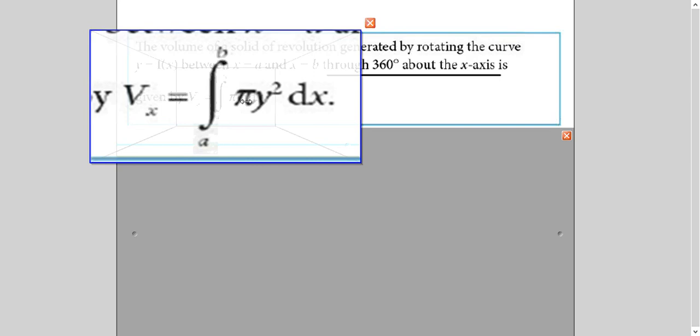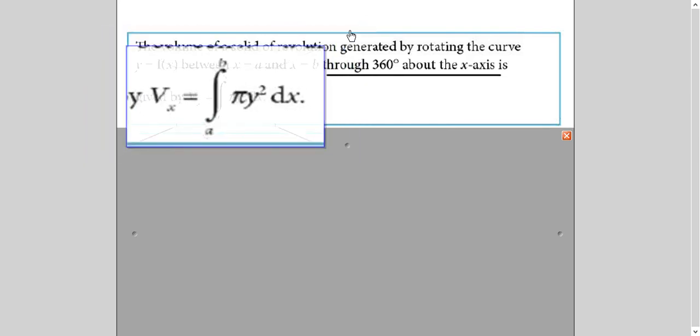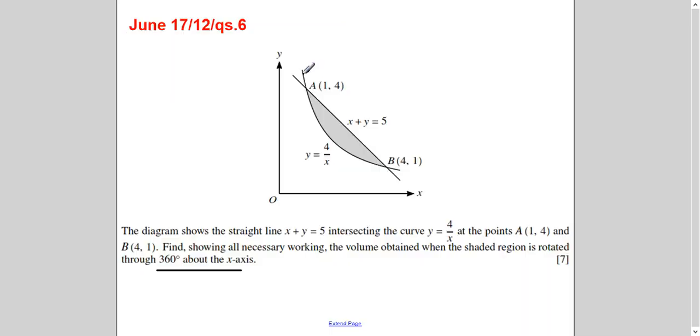So when we solve, pi will go out of the integral sign because it is a constant, and y square, the function which is given to you, you will square it first and then integrate it. So we will see it in the equation now. So let's pick up this question.